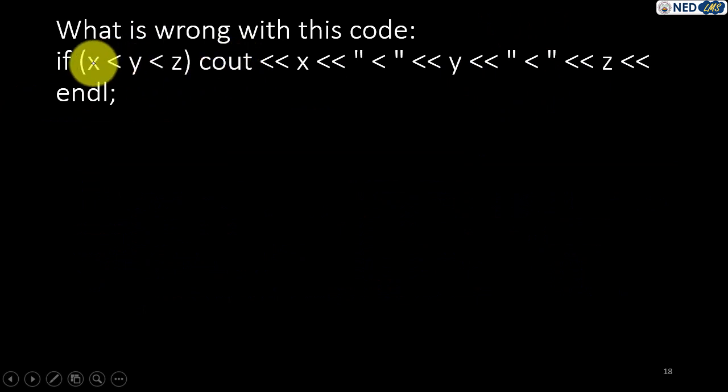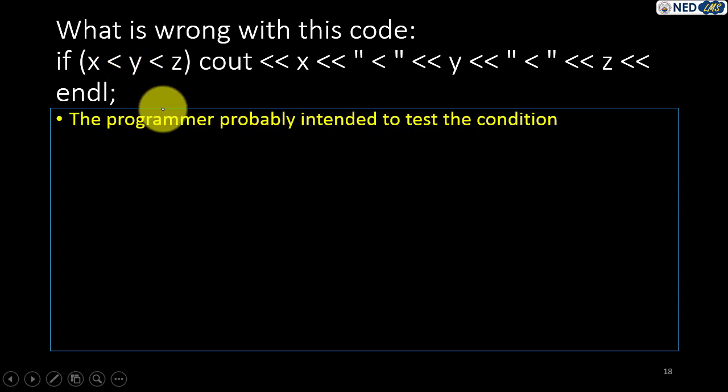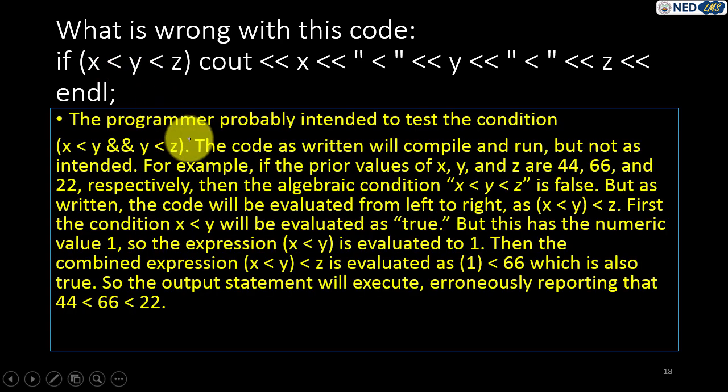What is wrong with this code? If x is less than y less than z, cout x less than y less than z. Actually, the programmer probably intended to check that x is less than y and y is less than z. This code will compile and run. This is not a compile time error, this is not a runtime error, this is actually a logical error.